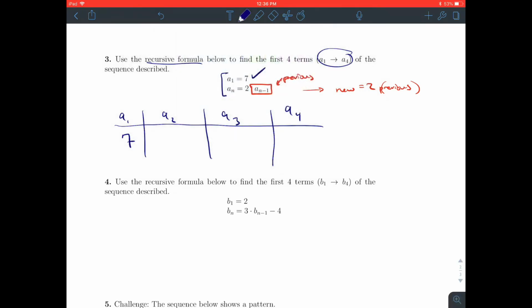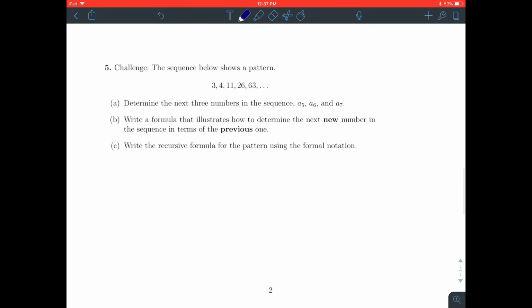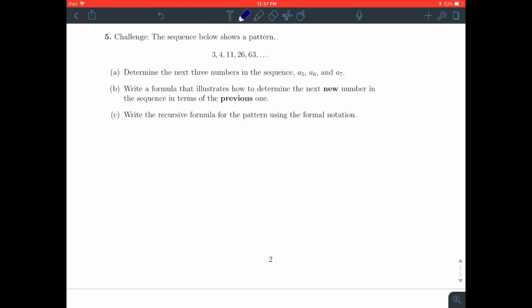So in this case, to get A2, we're going to do 2 times the one that came before, and that will give us 14. To get A3, we're going to do 2 times the previous, so that will give us 28. To get A4, we're going to go 2 times the previous, so that will give us 56. So now we have A1 through A4. Problem number 4 is a similar problem. It has a more complex recursive formula, but I think you guys can figure it out. Problem number 5 is a very challenging problem, so that's why I guess it's a challenge.